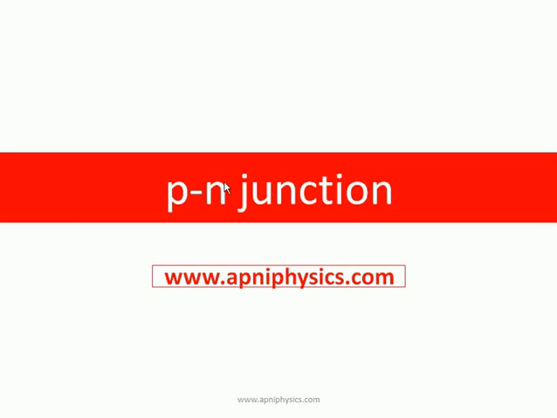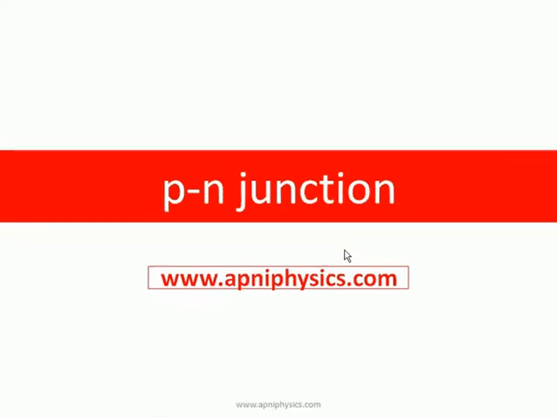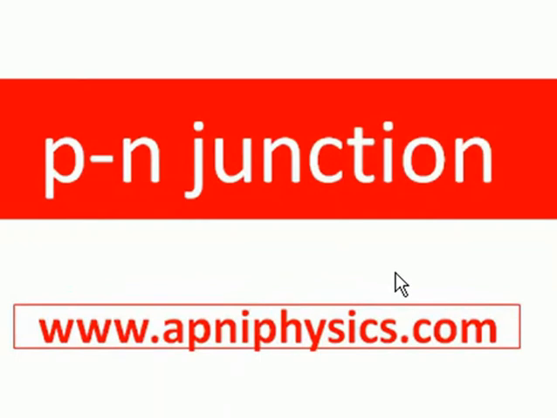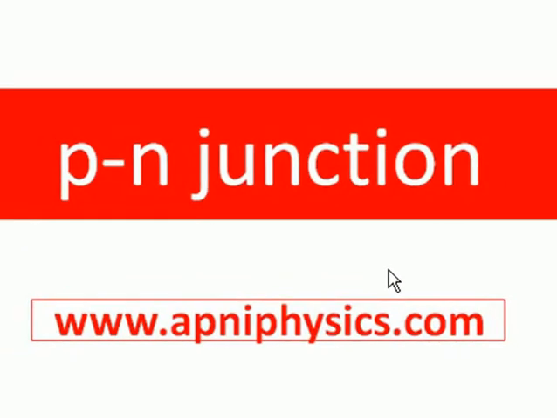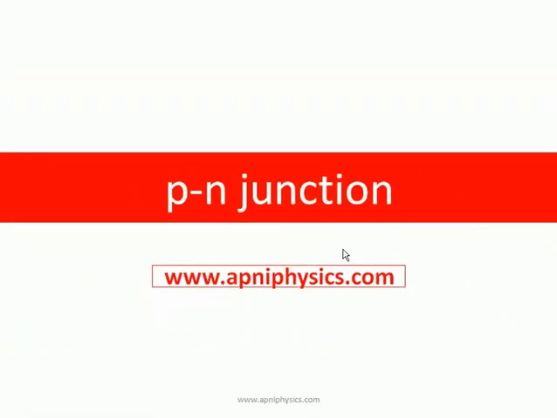Hi, in this video lecture I will discuss the formation of a p-n junction, how it forms, and then I will discuss the influence of an externally applied voltage on the p-n junction diode. Influence, when I am using this word, means biasing. When we use forward biasing and reverse biasing, what happens near the junction, or you can say the variation in the depletion region.